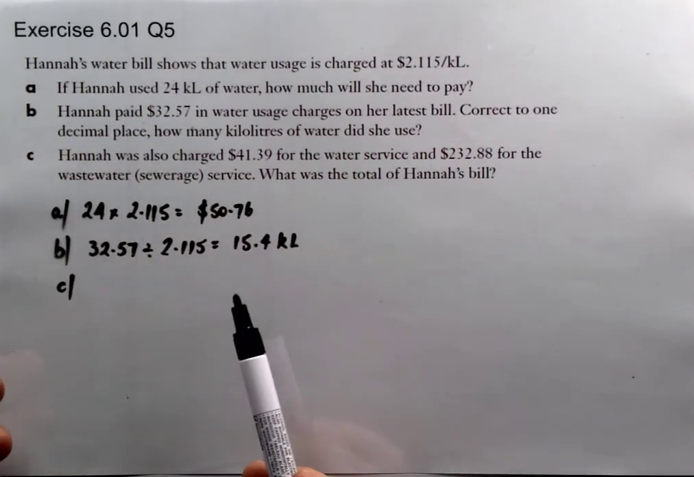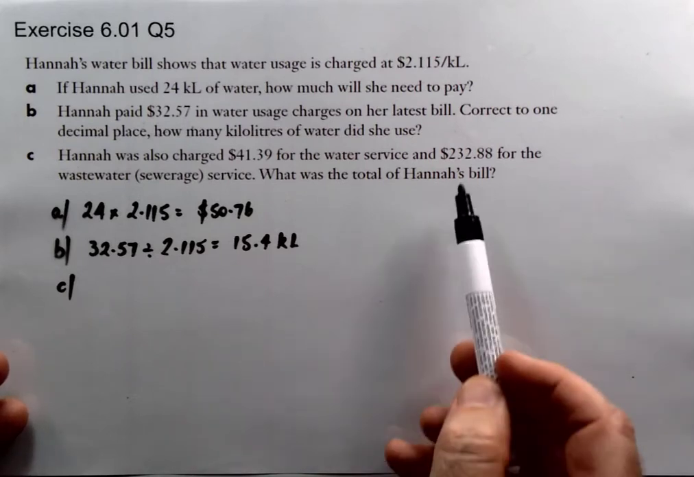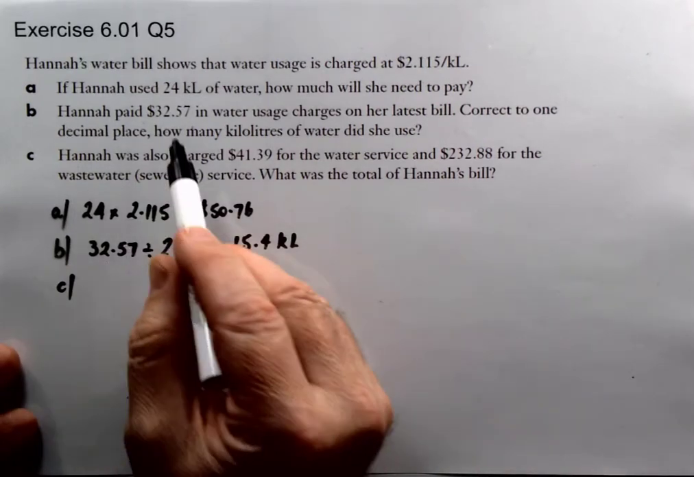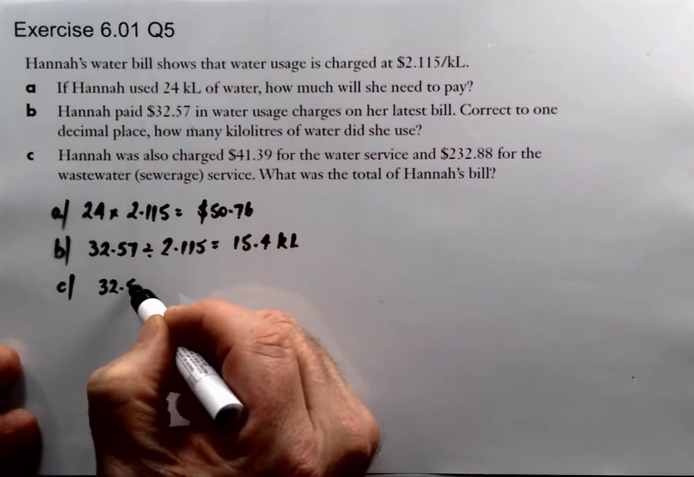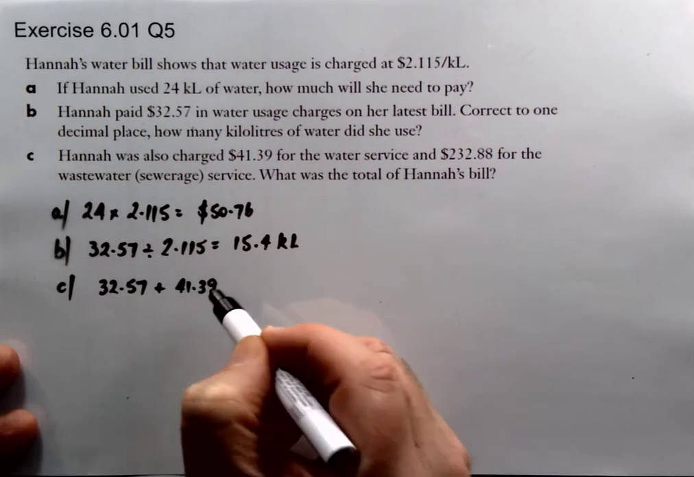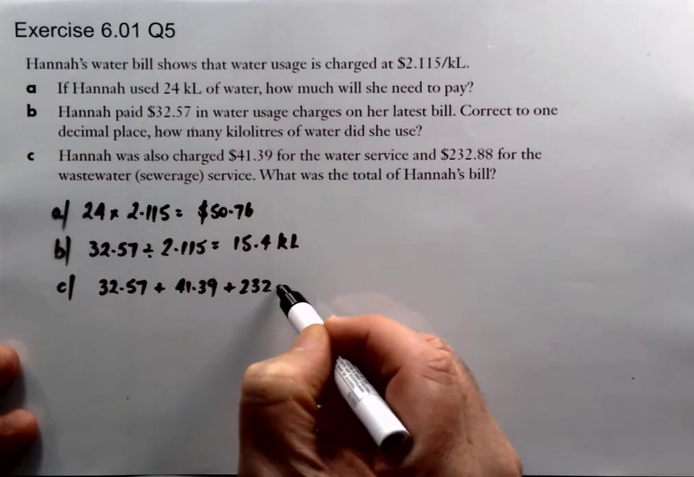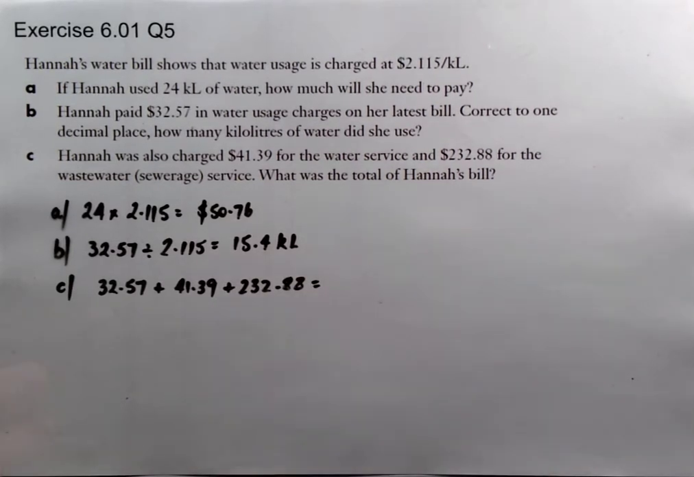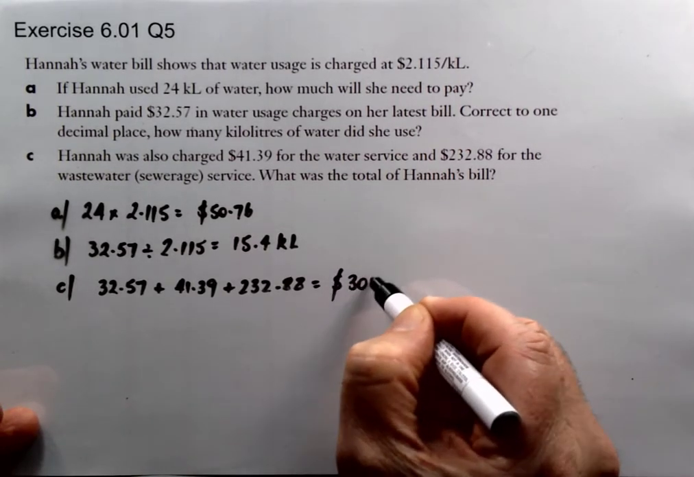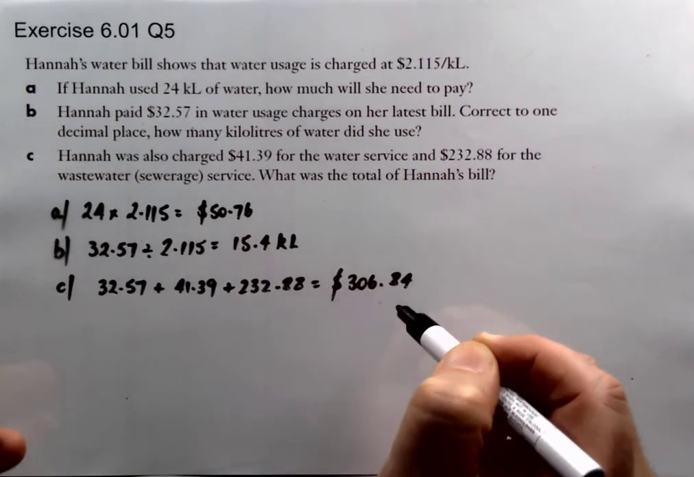Hannah was also charged $41.39 for the water service and $232.88 for the wastewater service. What was the total of Hannah's bill? So we're just going to add up the three amounts, so the amount for the water she actually used, the amount for access to the pipes, and the amount to get all of the dirty water taken away from the house. Okay, and adding them up, we'll get a total bill of $306.84.